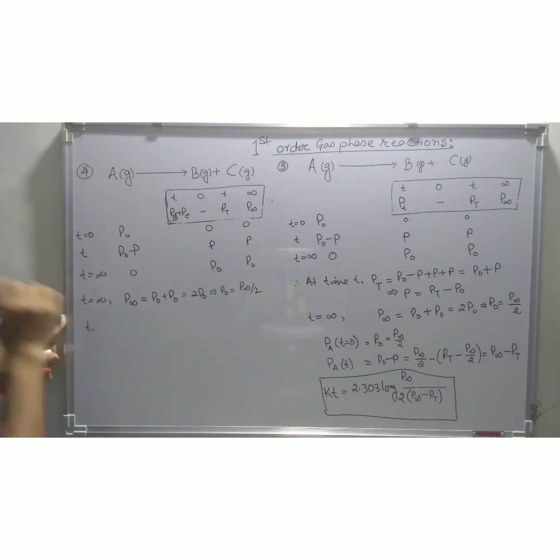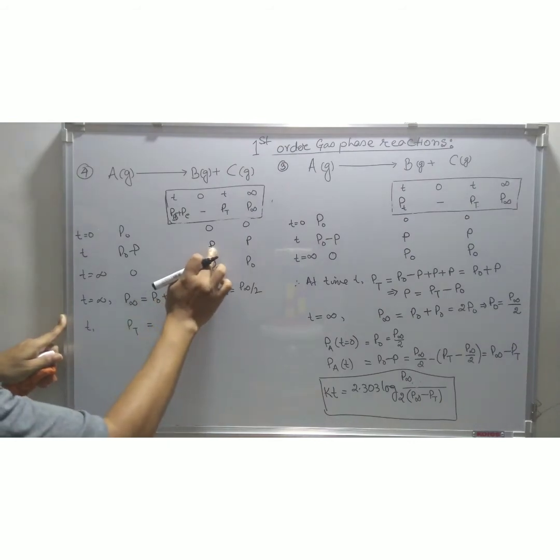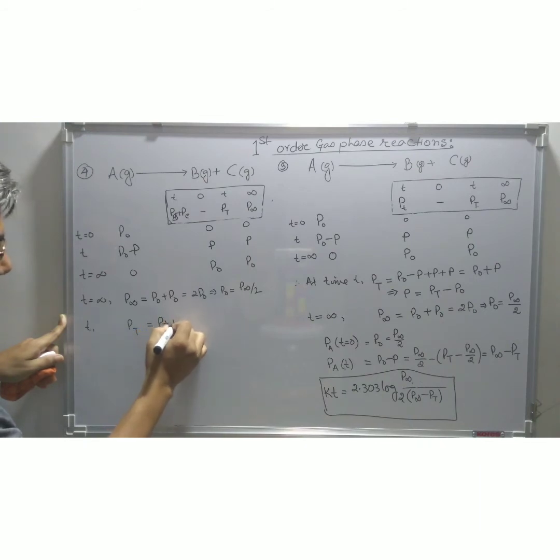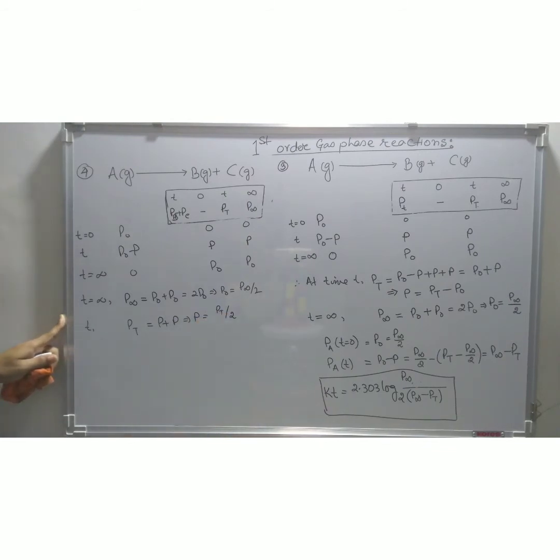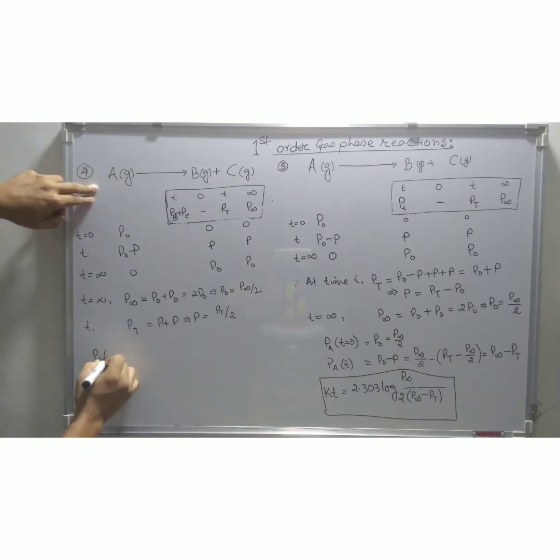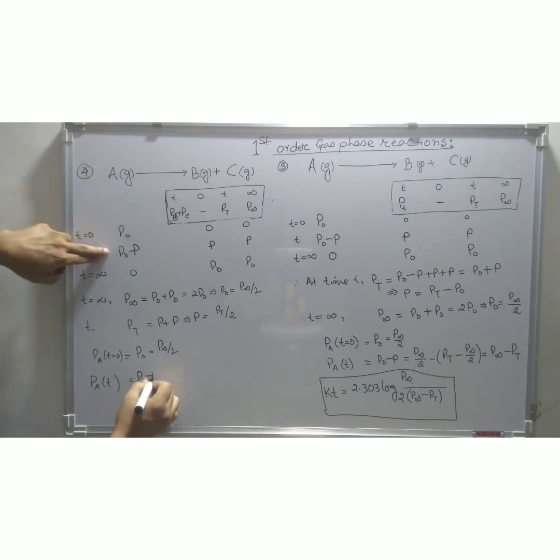At time t, total pressure due to B and C, this is Pt. So Pt is equal to pressure of B plus pressure of C. So this is P plus P, or P is equal to Pt by 2. So now we have to replace this partial pressure of A in terms of this P infinity and Pt. Now partial pressure of A at time t equals 0 is equal to P naught. So P naught is equal to P infinity by 2. Partial pressure of A at time t is equal to P naught minus P. So P naught is P infinity by 2, and P is Pt by 2.